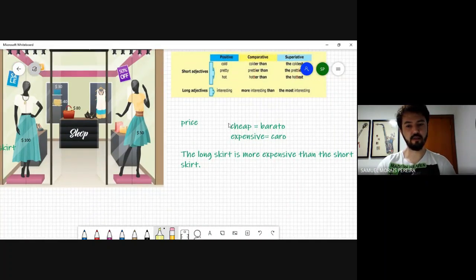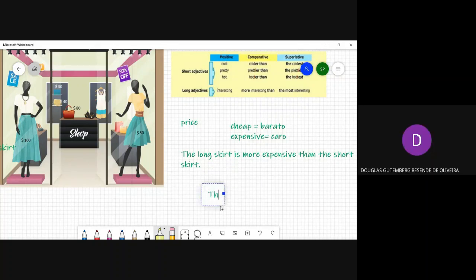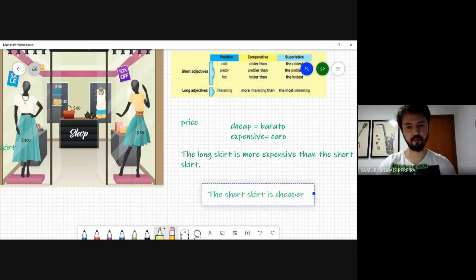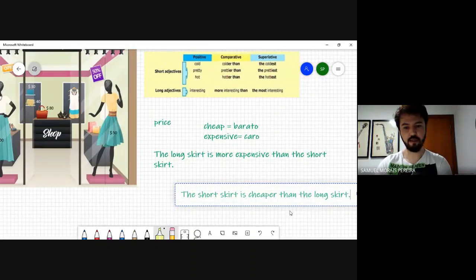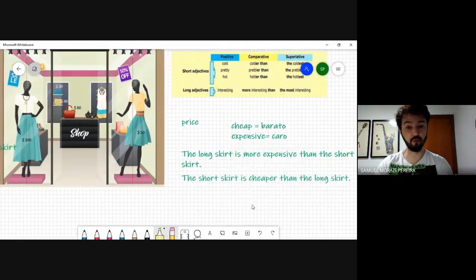Now, can you do the opposite? Can you use the adjective cheap? The short skirt is more... Oh, is cheaper than long skirt. The longer skirt. Okay, I'm gonna just use long, okay, para vocês não se confundirem. The short skirt is cheaper than the long skirt, right? Very basic, right? So can you see, guys? I'm just calling your attention to the rules.